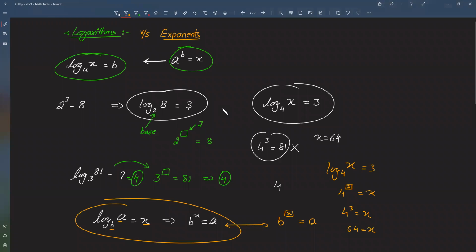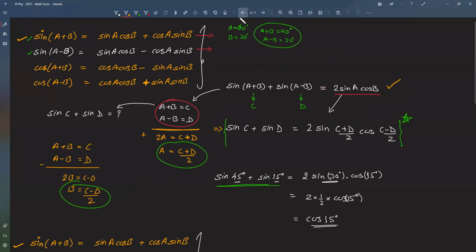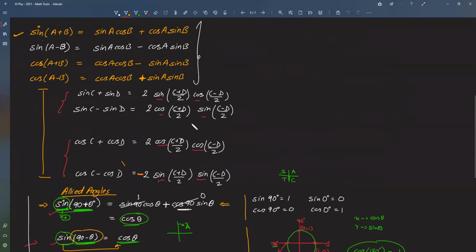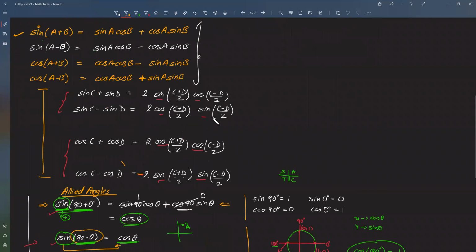In trigonometry, there are some derivations, some results which I have shown you without deriving, so try to derive those results as well, especially sine C plus sine D and the other such results, these 4. So try to derive these 4 as well.